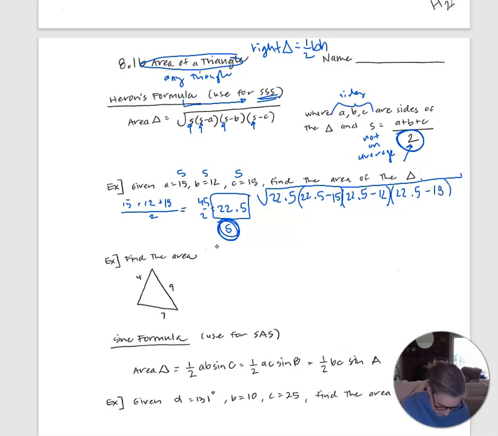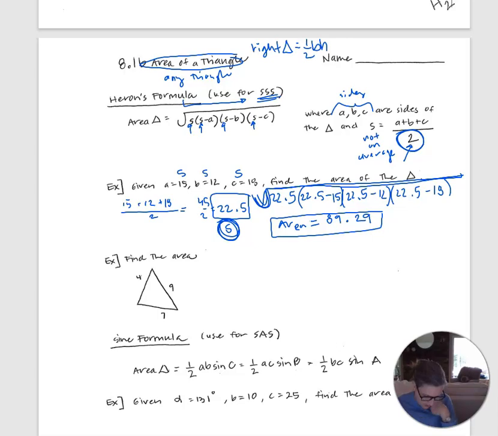And you're going to put all this in your calculator. You can simplify it if you want to, but if you use your parentheses correctly, you can just put all of this in. Now notice it's under the radical. You have to have a big radical outside. And when you finish that, you put it in your calculator. The area is 89.29. So this is the area of that triangle that has those three sides. The area is equal to 89.29.